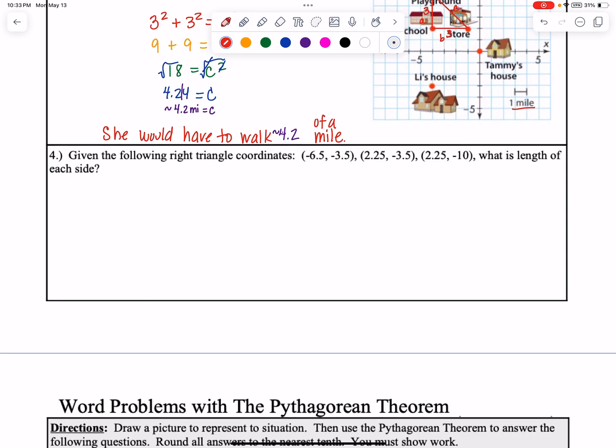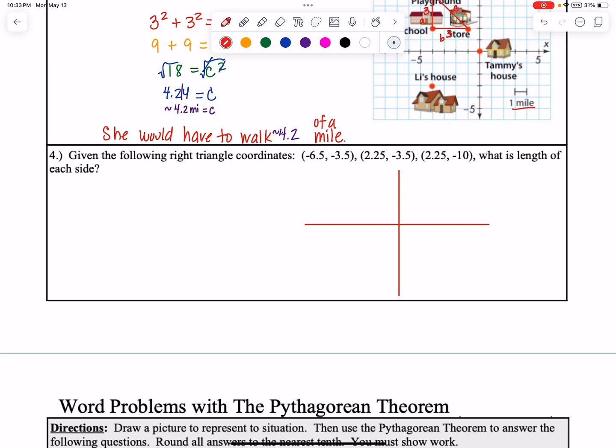My recommendation with this would be, one of the strategies for solving word problems and things like that, is to draw a picture. I can see positives and negatives in my ordered pair, so I'm going to go ahead and draw a little sketch of a coordinate grid. Something like this.